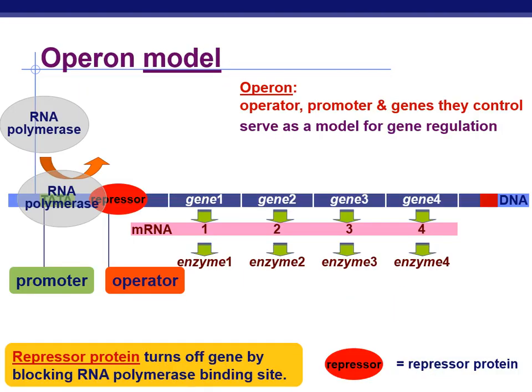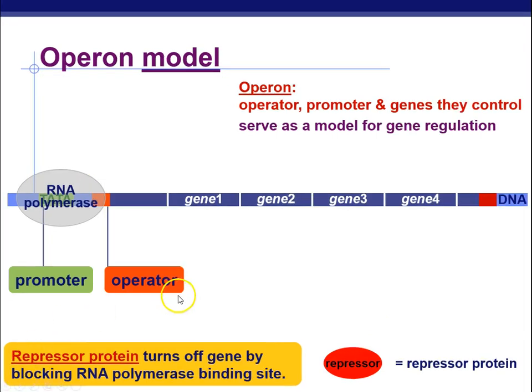So let's take a look at how all this works. All right, now I've started up my PowerPoint here to play along some animations for you. So here's our tryptophan or trp operon. And here are some of the genes that are in the operon in DNA. Notice they're all grouped together in the bacterial genome.